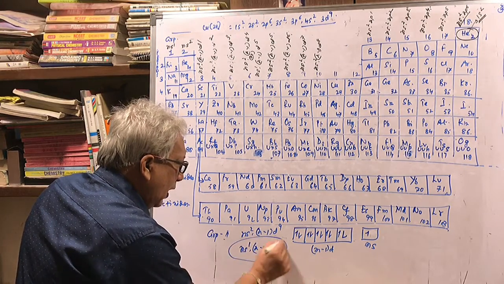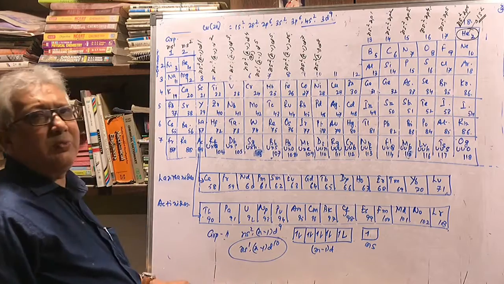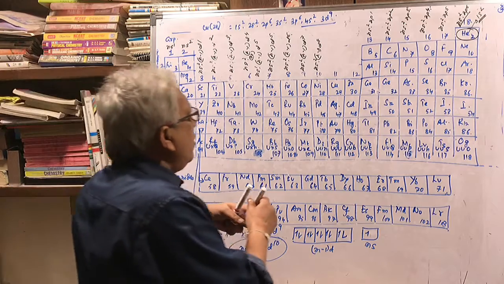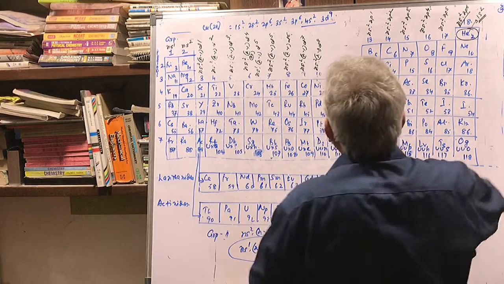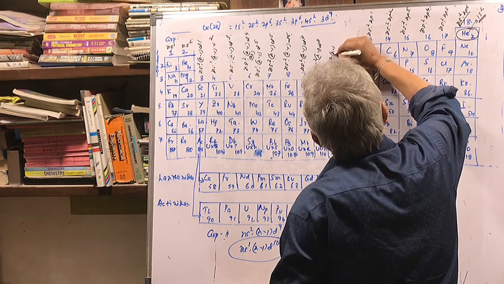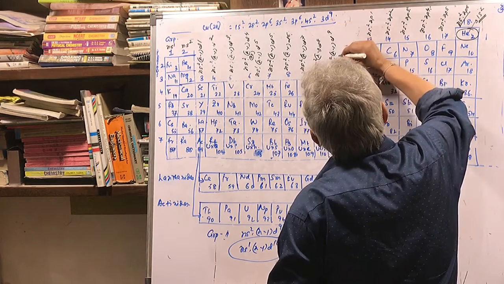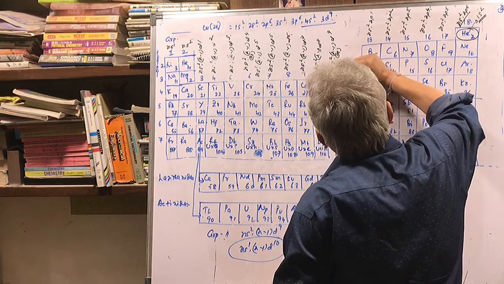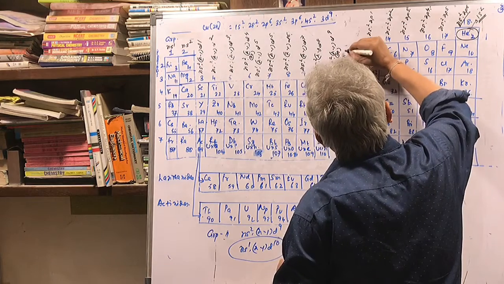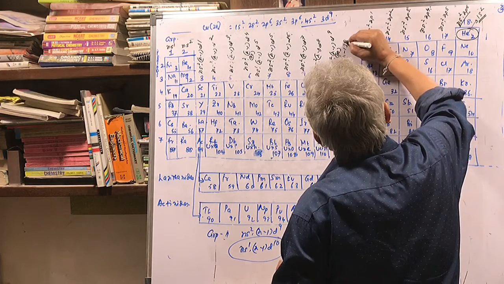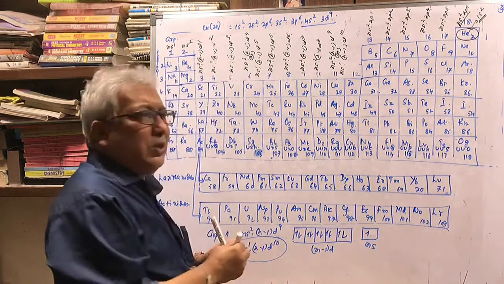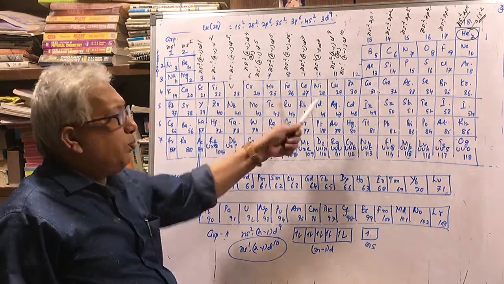Everybody is happy. ns has become half filled, (n-1)d has become fully filled, and the entire configuration has become stable. And therefore, for group 11, I'll write the configuration is ns2 (n-1)d9, but it changes to ns1, the one electron will get shifted, (n-1)d10. So this will give extra stability. Is it okay?